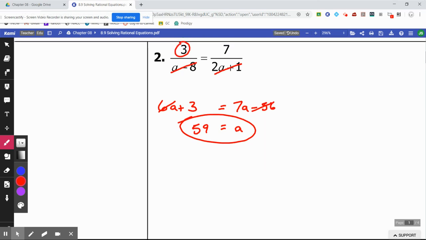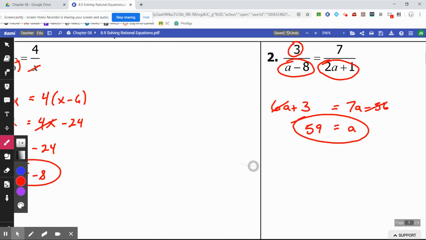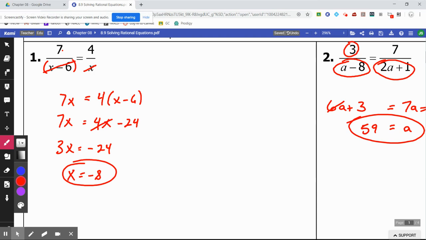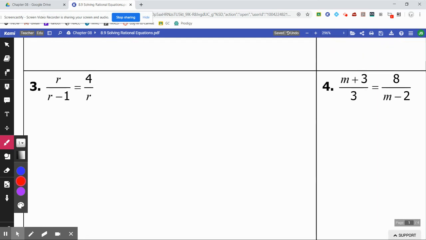And again, remember your domain restrictions. Make sure you go back and check: can I plug in 59 here and not have a problem? And that would be yes. And I should have done the same thing on the first. And we don't have any problems with negative 8 on the first one either.